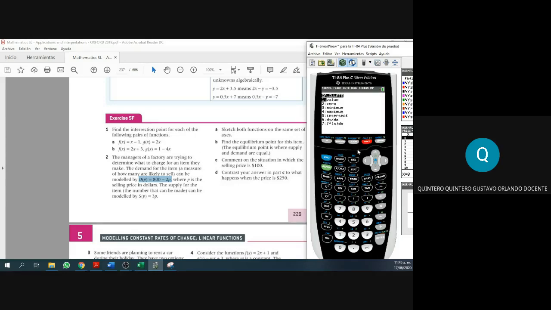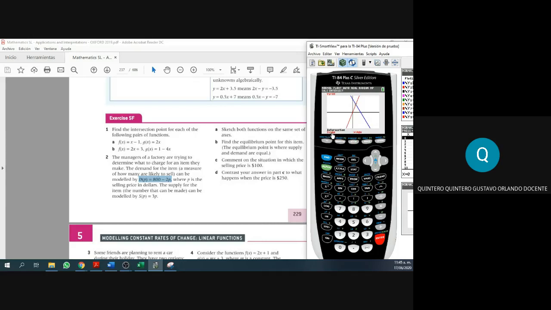Second and trace to calculate, and scroll down to intersect. Enter. And now first curve. Let's say the blue is the first curve. And now let's say that the red one is the second curve. Again, the calculator is going to ask me for a guess. So just move a little bit to where I feel is the intersection. I think right there is the intersection. So I press enter. And after a while, the calculator is going to give me the answer.